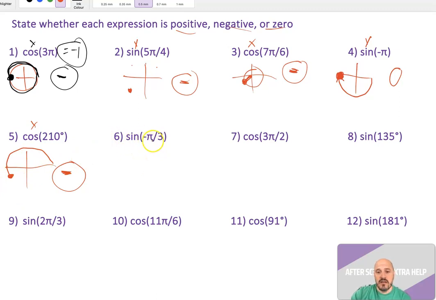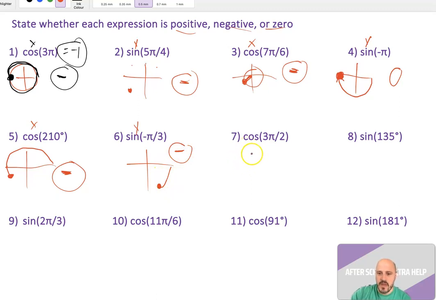How about the sine of negative pi over 3? Again, draw a nice rough little sketch. I'm going to go about a third. Maybe it's over here. Okay, what is my y value down here? Well, my y value is negative in my fourth quadrant.